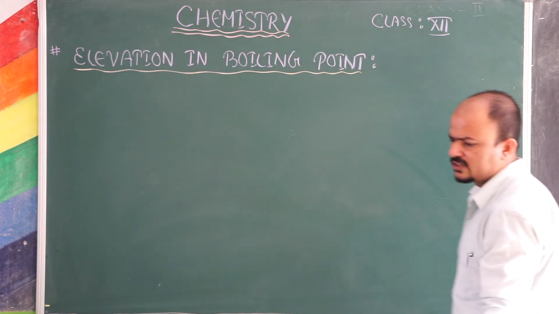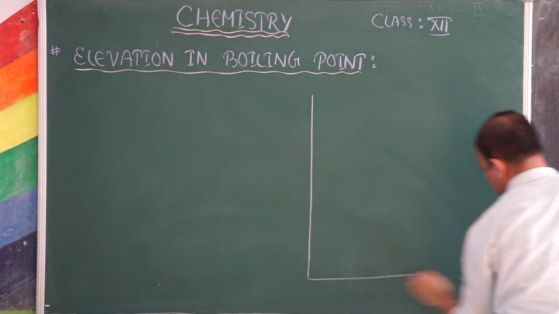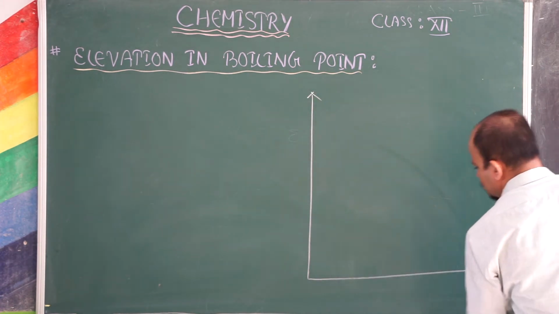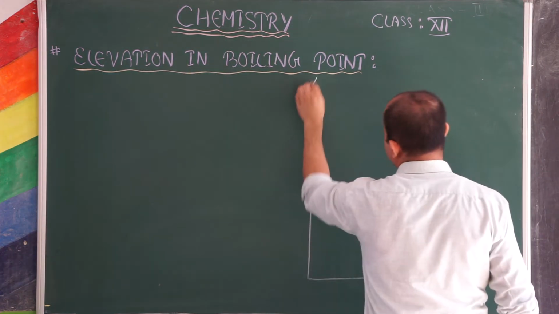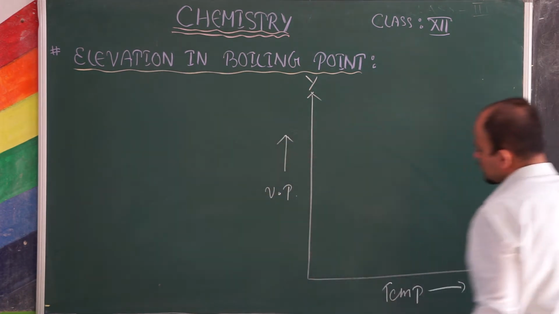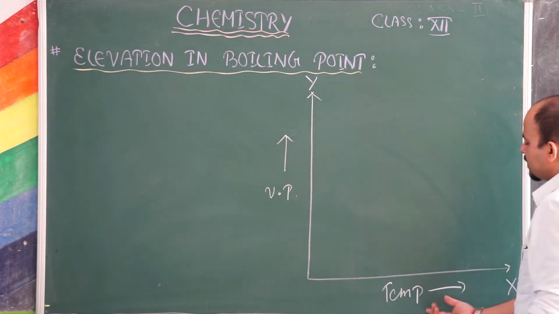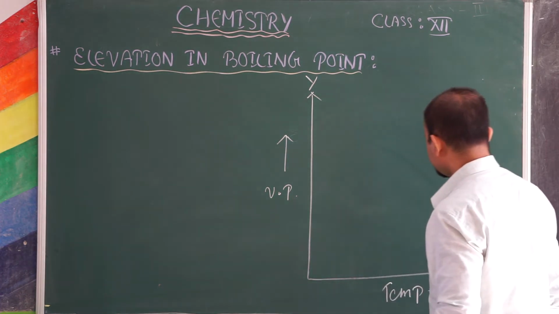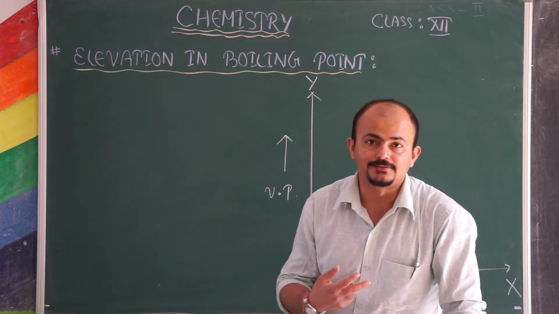Now let's discuss with the help of a graph. Suppose you have the x-axis and y-axis. Along the x-axis you have temperature, and along the y-axis you have vapor pressure. As you go up, the vapor pressure will increase, and as you go towards the right-hand side on the x-axis, the temperature will increase.